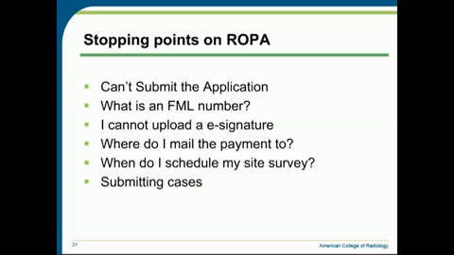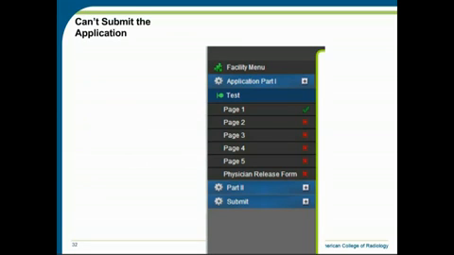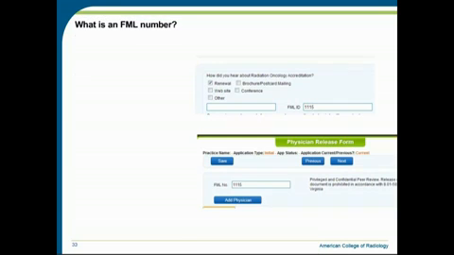So here are some common stopping points when you're on ROPA, and I'll explain each in detail here. So, I can't submit the application. Well, make sure everything's filled out. The green check mark says it's filled out, but if it's in red, that means something's missing there. So make sure that when you check on your menus, that everything has a green check mark. If it's green, then it's good to go.